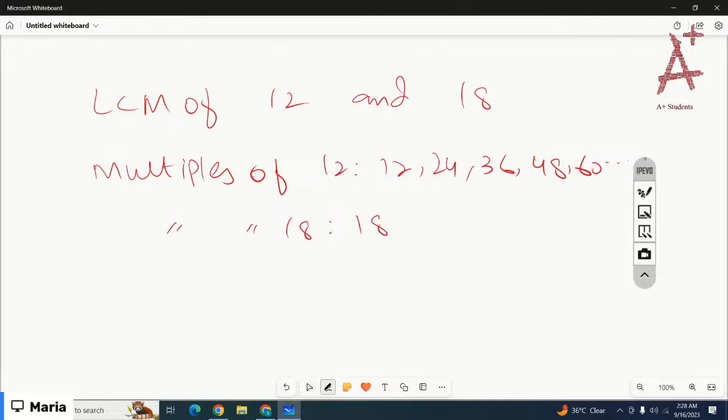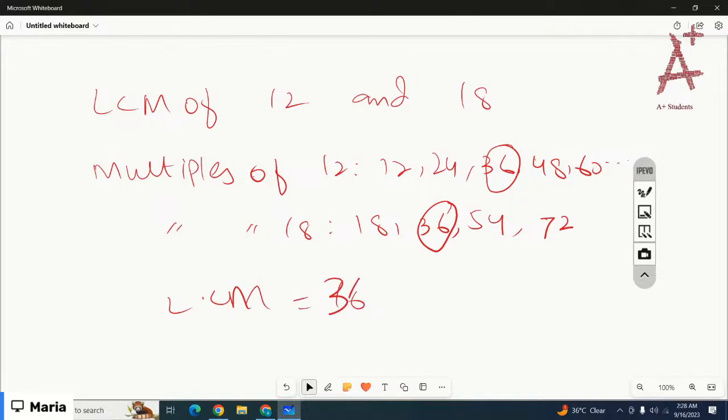Then 18 times 1 is 18, 18 times 2 is 36, 18 times 3 is 54, and 18 times 4 is 72. Let me confirm. Yes, I'm right. Now you have to find the least common multiple. The smallest common multiple is 36. So the LCM of 12 and 18 is 36, right? Now let's go to A plus, find examples from there and do them.